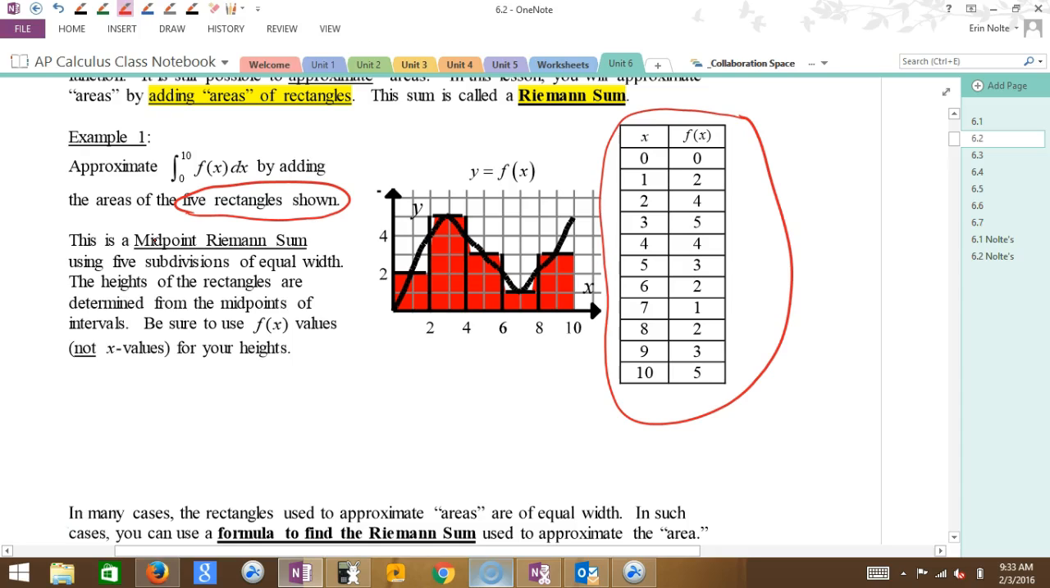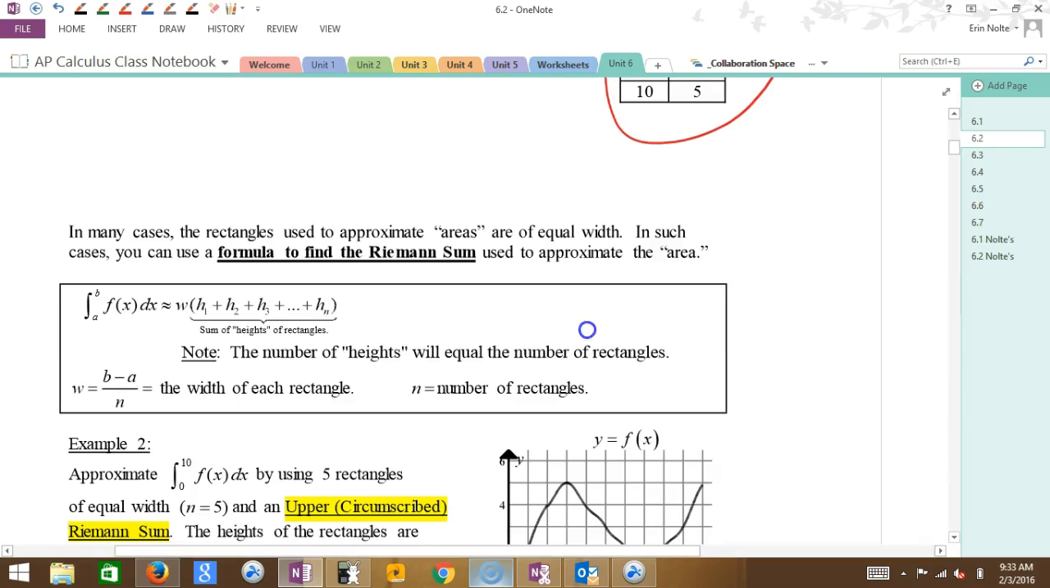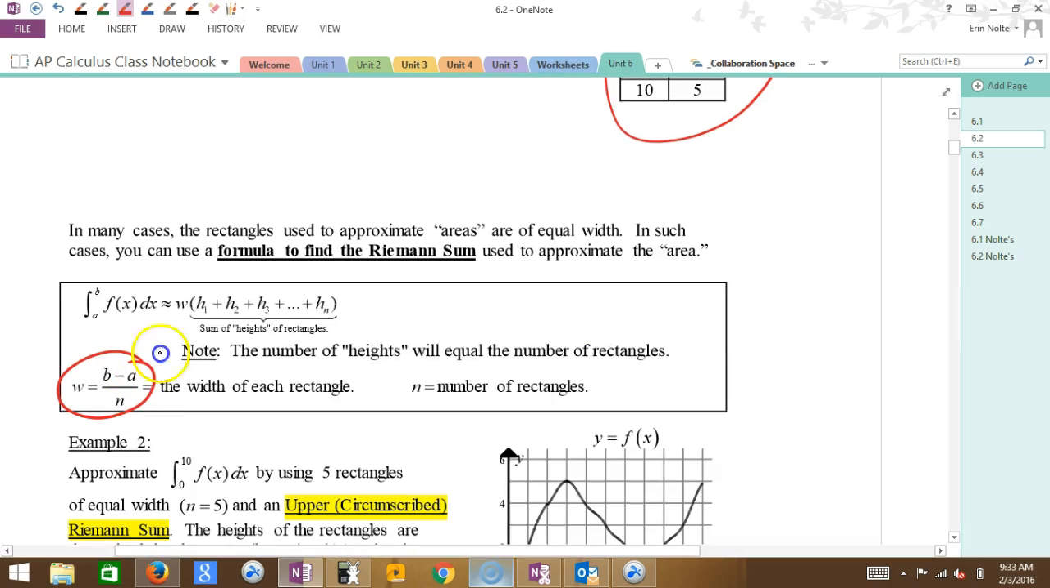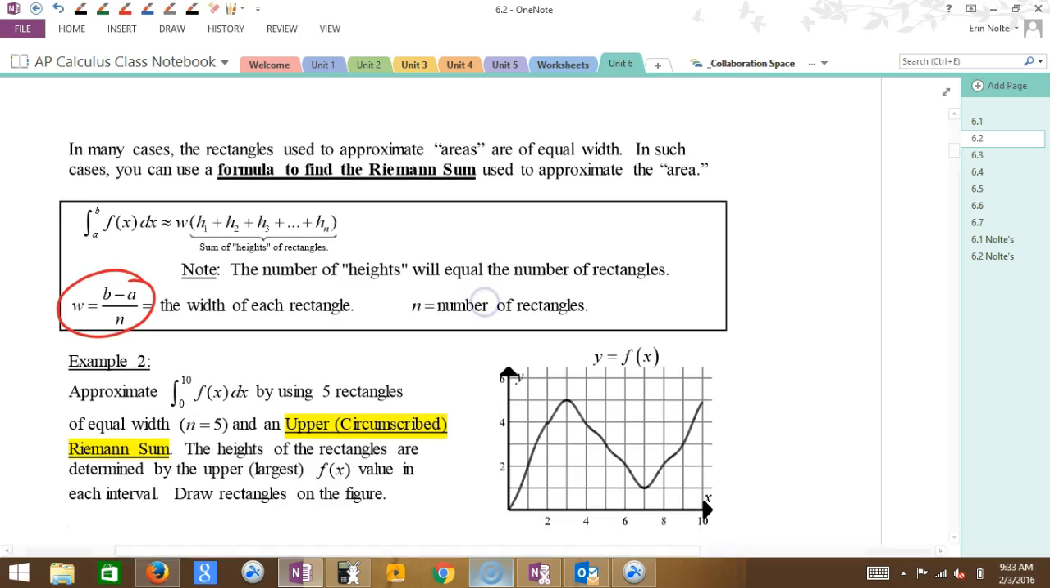Okay, so the first little thing that you need to know is this right here. This is very easy to use. You just do the B minus the A, and then divide by how many rectangles it tells you to split it into. Okay, so that is W. Any guesses to what W would stand for? Width. It's exactly the width of all those little rectangles.